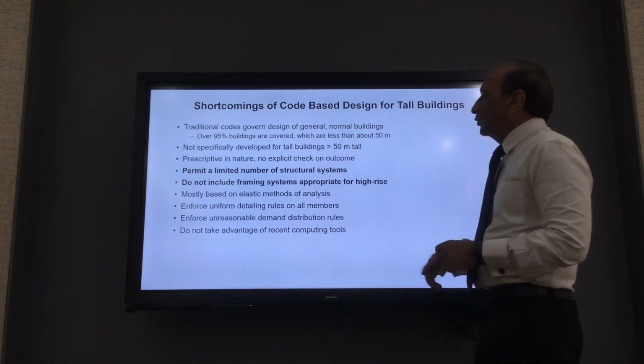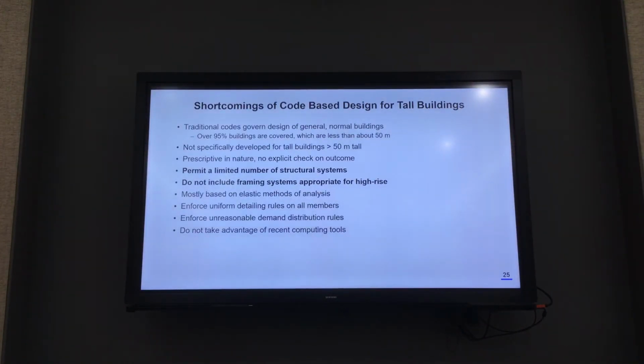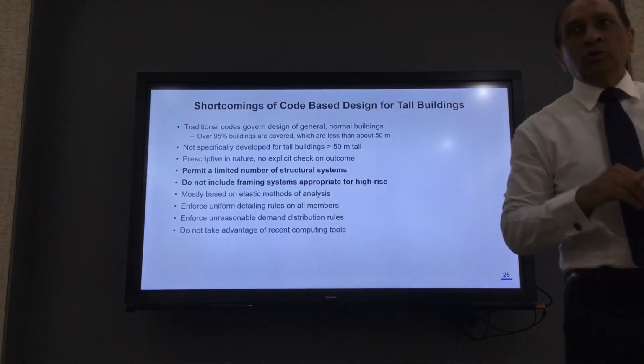They enforce uniform detailing rules on all members. All beams must follow confinement, no matter where they are, no matter how much demand you have. All columns must have confinement. But in reality, that's not true. Only a few zones, few floors, few locations are going to yield during an earthquake. So you only need confinement in those locations, not everywhere. Not all beams are important, not all columns are important. So uniform application of rules is unnecessary, right? Another important point: they enforce unreasonable demand distribution rules, as I mentioned, 75-25 and many other rules like that.